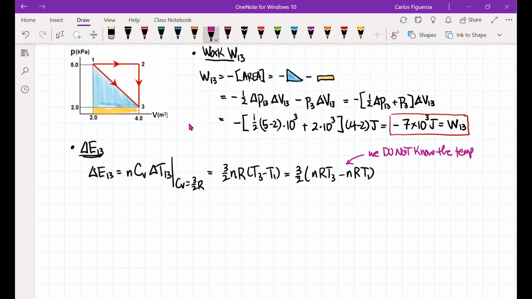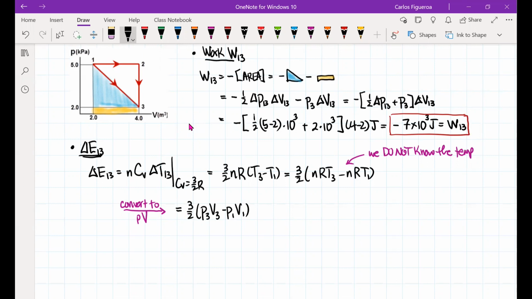So what we want to do here is convert this to PV. If I convert to PV, note that I'm just using the ideal gas law. The ideal gas law then says that this should be 3/2 of P3 V3 minus P1 V1.